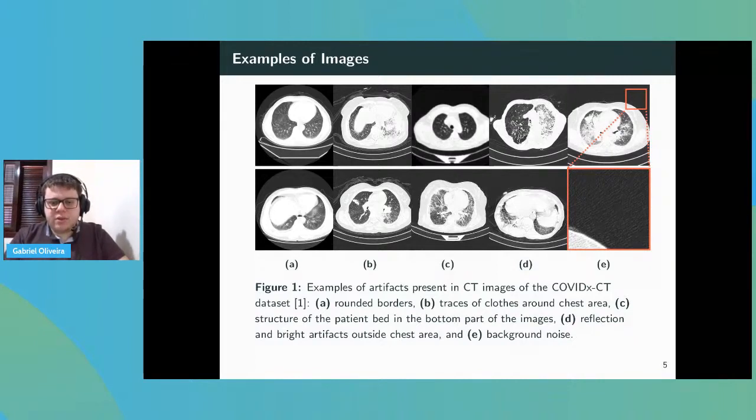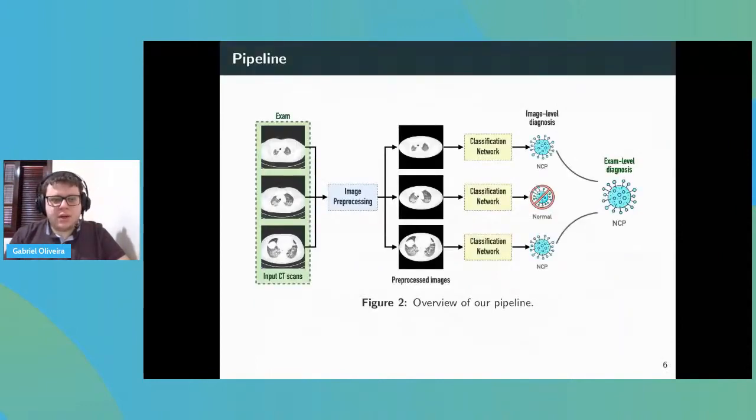So the model needs to see the chest area of the patient and not focus on the background or some aspects in the image background. So with that, we make our methodology to make the classification considering these different kinds of imaging and aspects of the image. So this is the pipeline of our methodology, from the exam level, the exam of a patient.